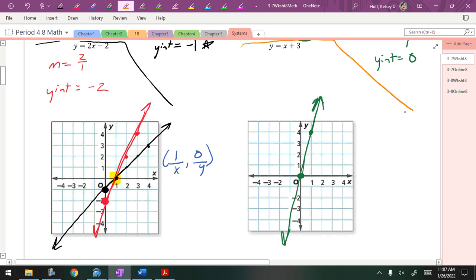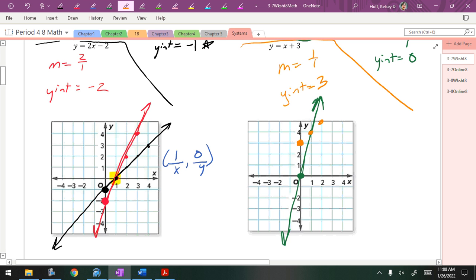Now we have the equation y equals x plus 3. Is y by itself? Yes. What is my slope? 1 over 1. What is my y-intercept? 3. Where do you start? 3 on the y. Make sure you're starting on the y-axis. So I'm starting up here at 3. My slope tells me to go up 1, right 1, up 1, right 1.